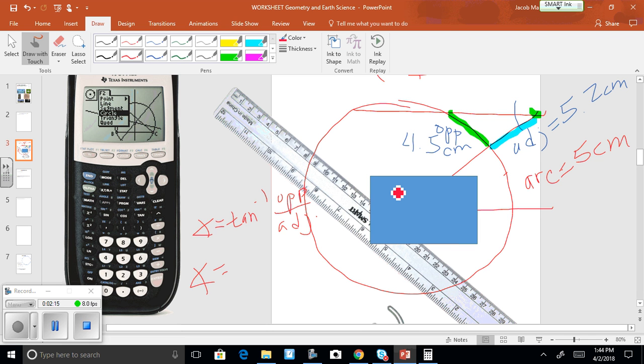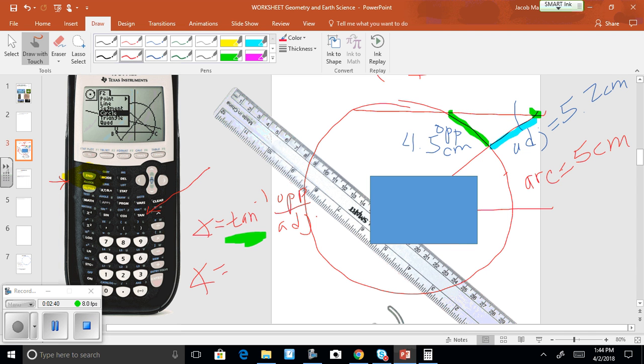To get your inverse of tangent, hopefully you can see it here, you're going to press the second button on your calculator, this button right here, and then you're going to press the tangent button, which is right there. So press second, tangent, and that's going to give you a value that looks like this on your calculator. It's going to be tangent to the power -1.